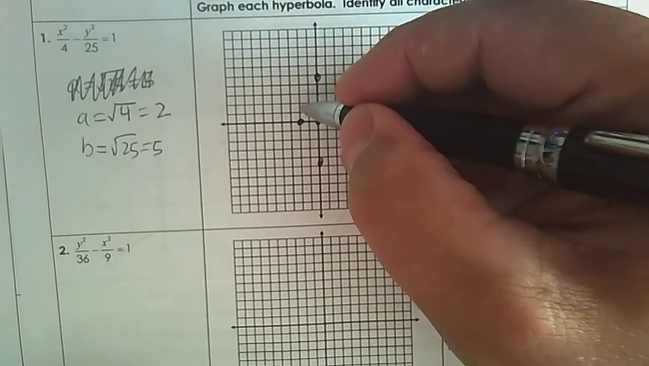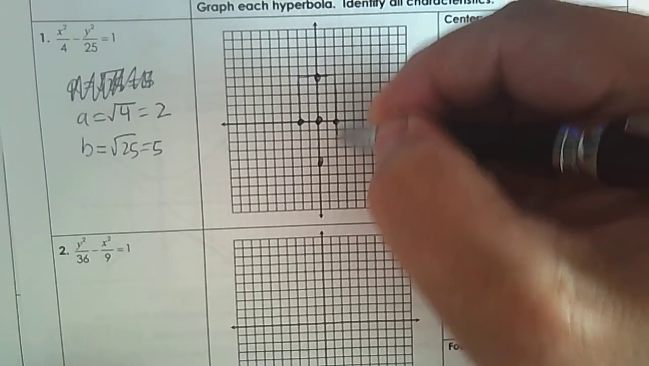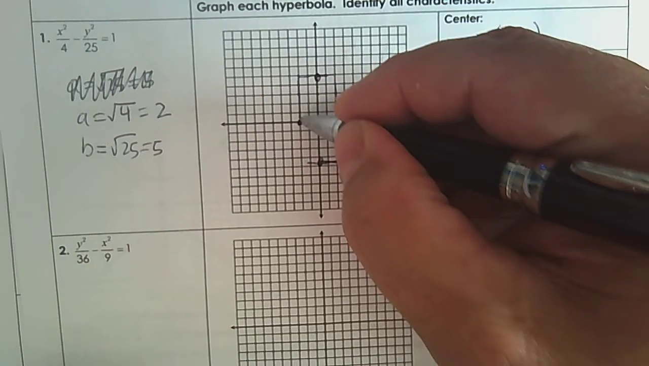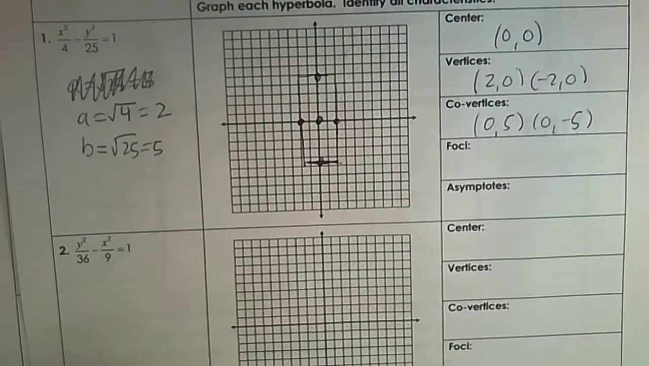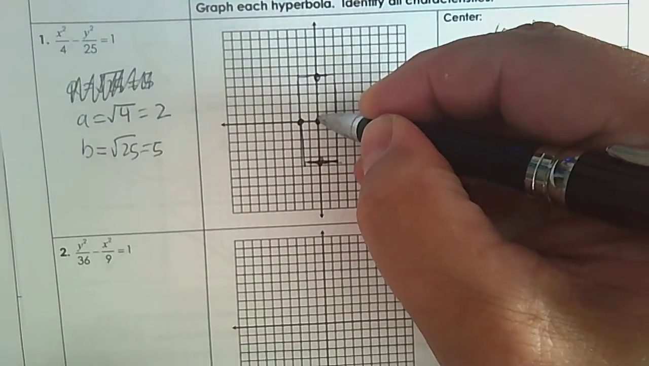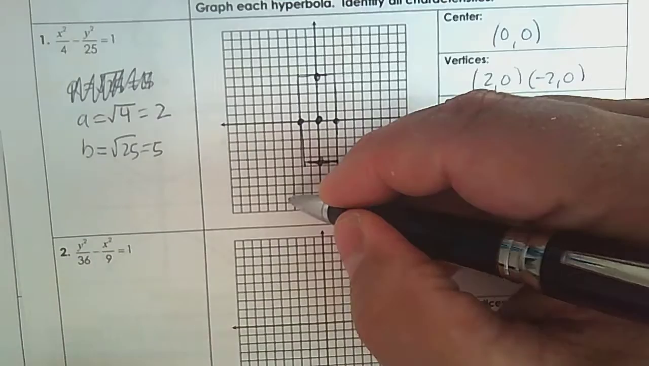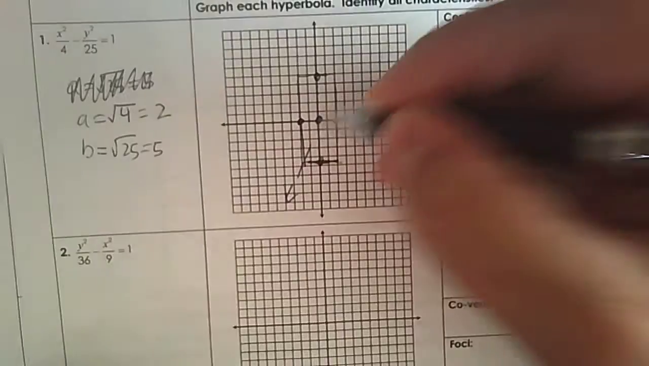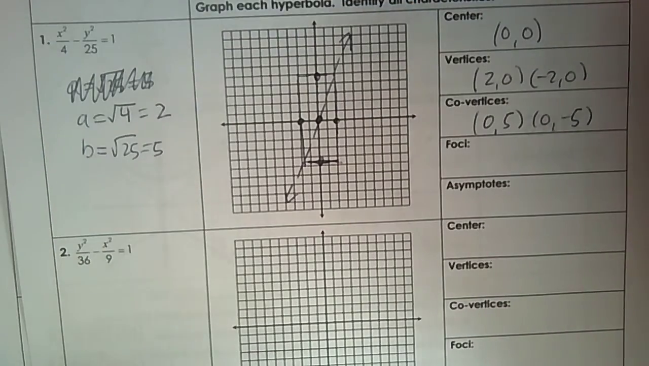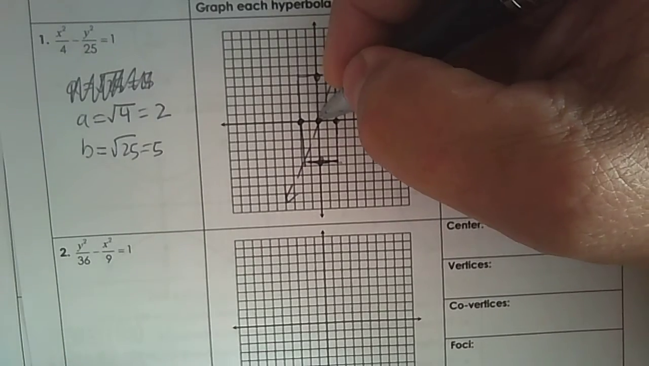So I'm going to create a rectangle here, the size of my vertices. Can you draw a little rectangle here? That's the size of your vertices. Then through the diagonal, you're going to go through the center, and then you're going to draw a broken line that goes through the corners. That broken line is the asymptote, that goes through the center and through the corners of the rectangle. We're going to do the same thing in this direction.